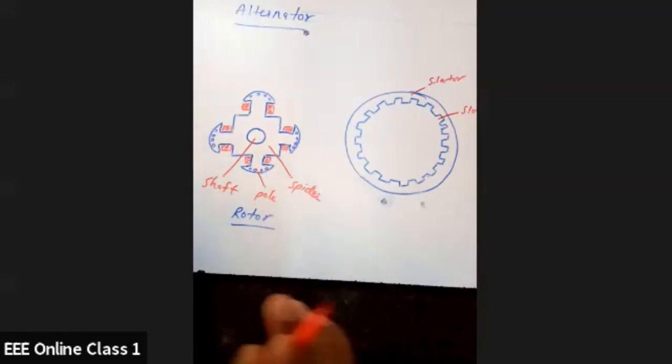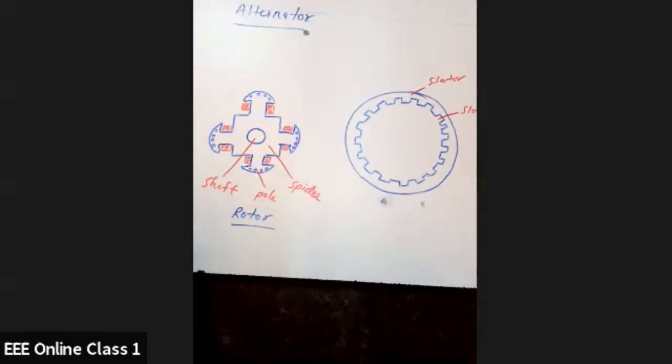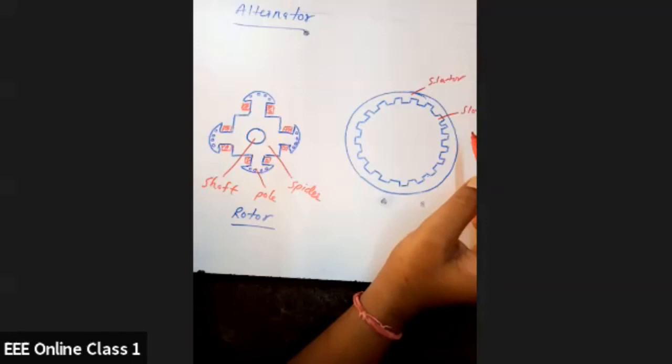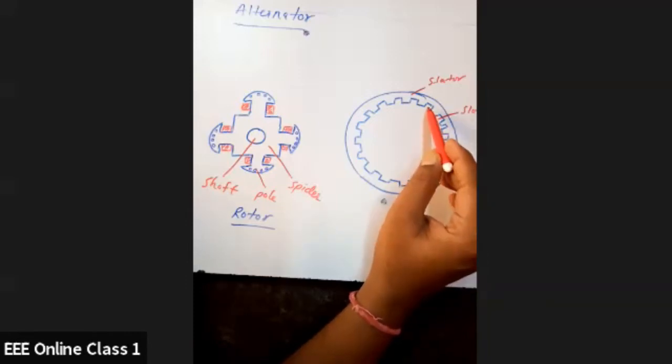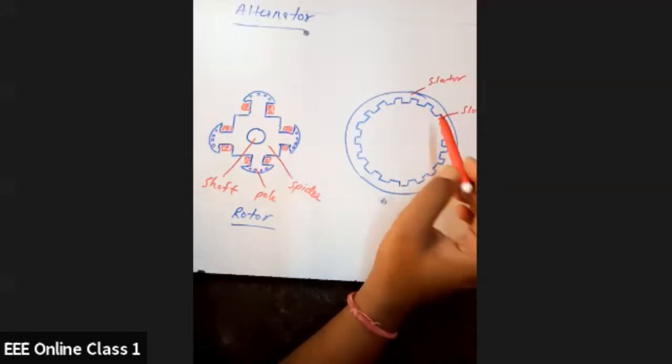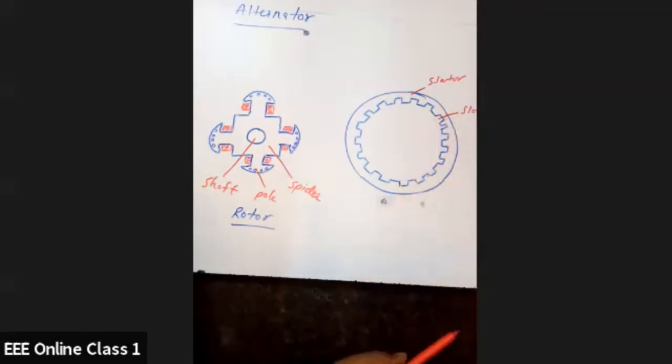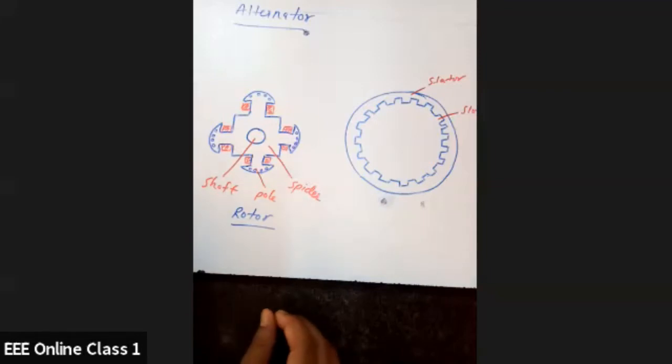So in the stator, what are the things we should know? We should know the outer diameter of the stator, and we should know the slot dimensions. Now we have different types of slots, and we'll see them one by one. So this is the basic diagram of an alternator.